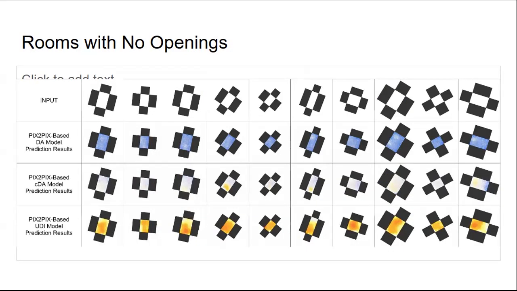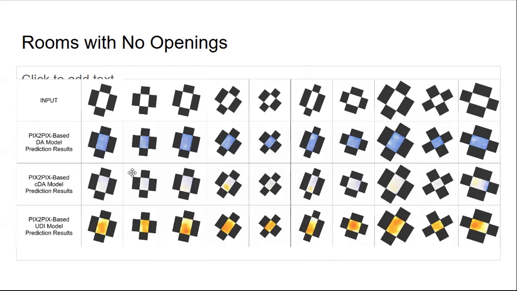This slide here illustrates performance differences among daylight prediction models. The random openings algorithm used in this research to generate the data set ensures that each training sample has at least one window, yet 10 inputs here have no windows at all.